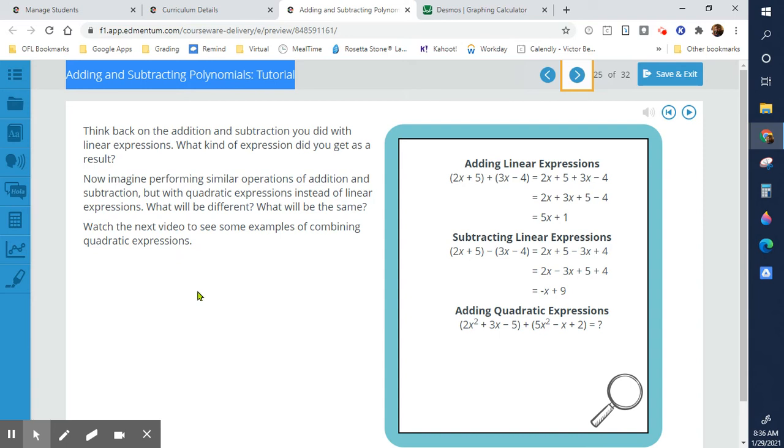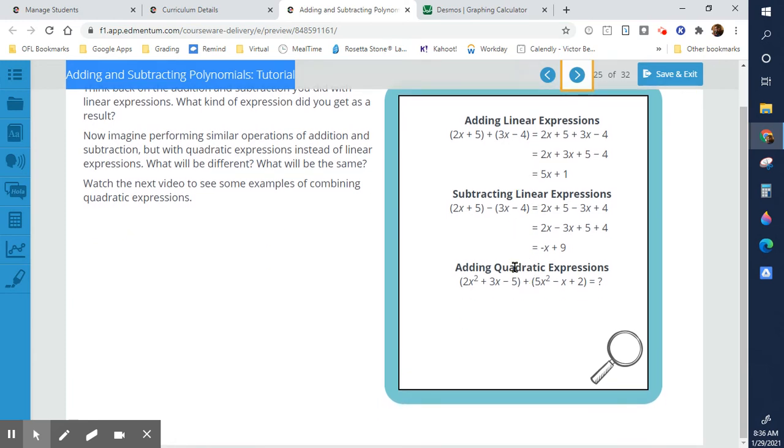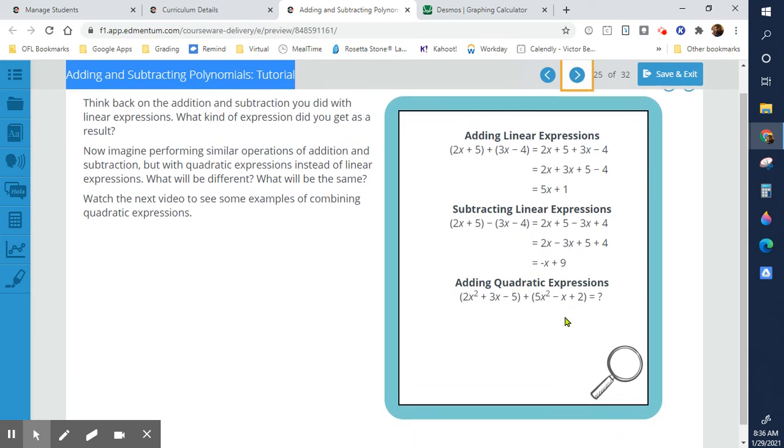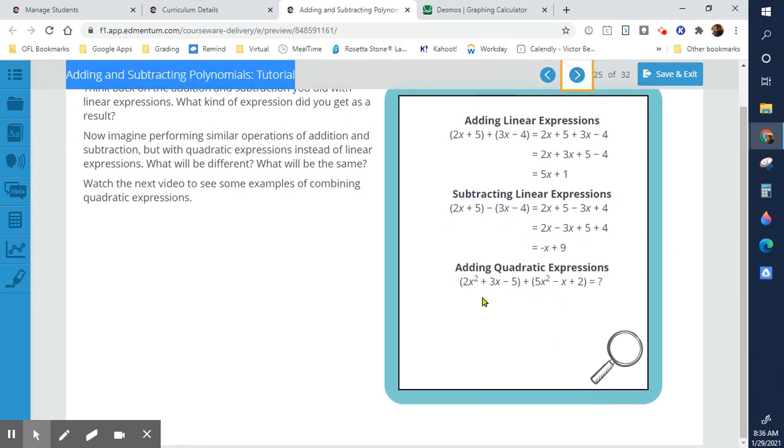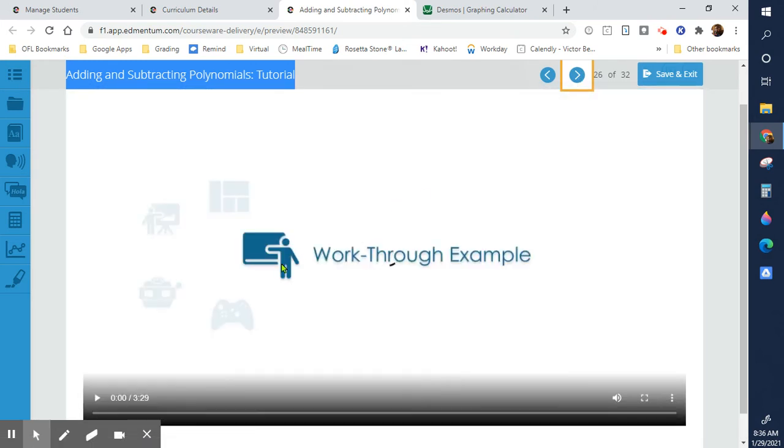All right, so let's think back on addition and subtraction you did with linear expressions. What kind of expression did you get as a result? Now imagine, this is just more examples of distributing and adding these. But what are we going to do if we do these? Well, we've already done linear, so this is pretty much the same thing. You're just going to distribute and add.